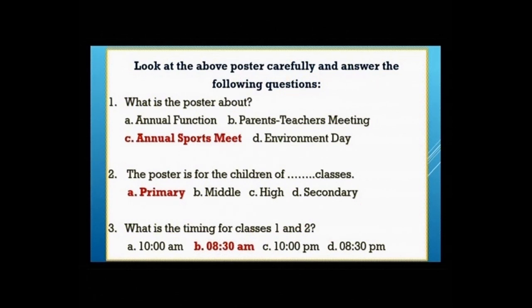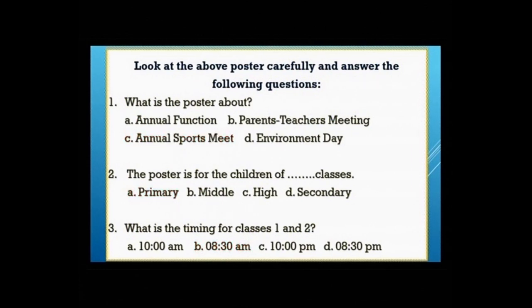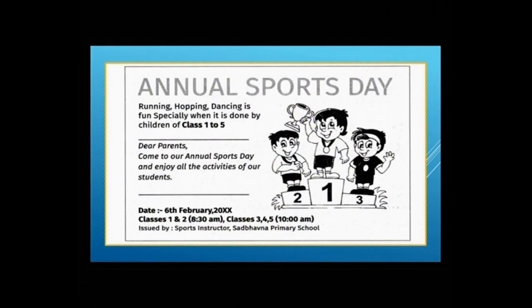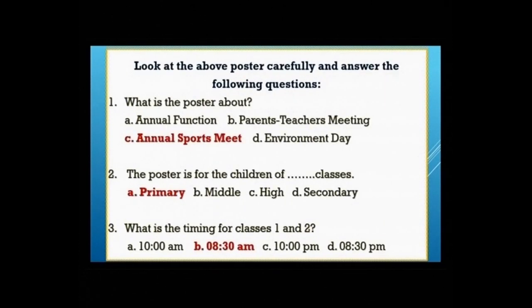Second question is, the poster is for the children of dash classes. For which classes it is? Look at the poster. For which classes? Classes 1 to 5. So, 1st to 5th class comes under which of these options? Primary, middle, high or secondary? Very good. It is for primary classes.